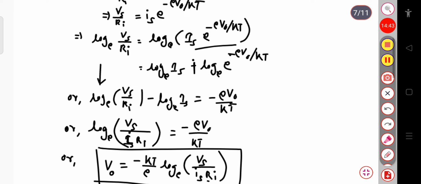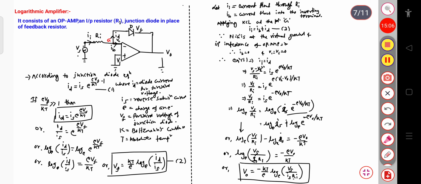So these are small Is, because here we have already considered small Is. So this is also small i, current small i. So finally we have calculated the output voltage is equal to minus kT by e into log base e Vs divided by Is into Ri. So now we will see what are the applications of this logarithmic amplifier.